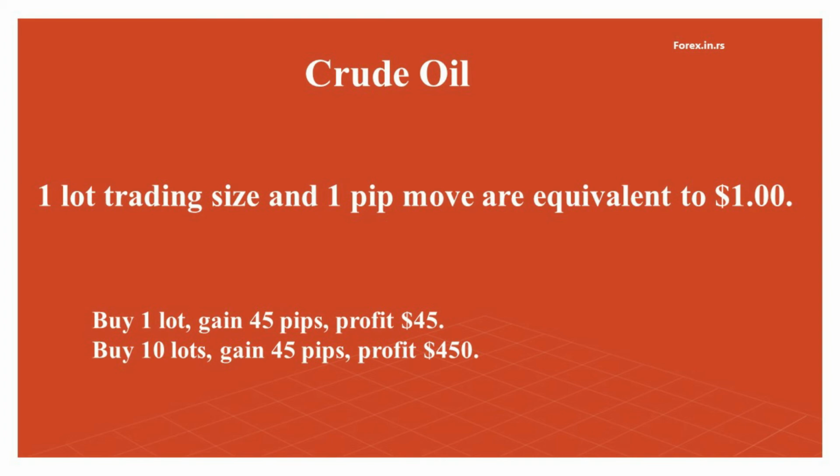In this example, the trader generated 45 pips profit. Because the trader had a position size of one lot, his gain was $45. So, to resume, buy one lot, gain 45 pips, profit $45 in MetaTrader. Buy 10 lots, gain 45 pips, profit $450. This is it. Of course, you can visit our website. In this article, you can see a Crude Oil Profit Calculator you can use for free to make calculations.